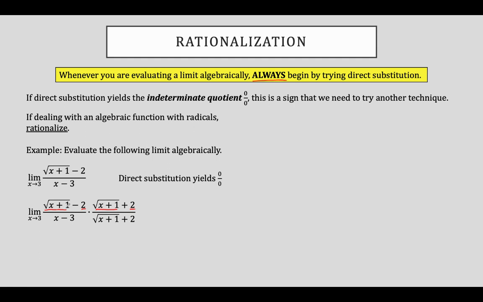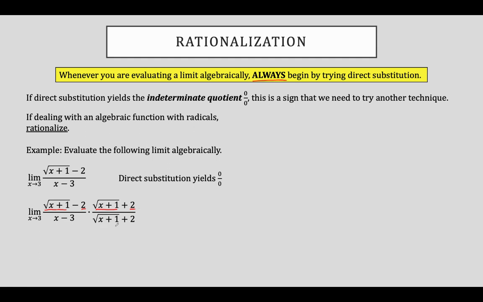When we continue to use the distributive property, we have positive 2 root x plus 1 and a minus 2 root x plus 1. The outer and inner terms of this product are going to add to 0. And finally, we need to multiply the last terms. Negative 2 times positive 2 gives us minus 4. So we end up with, in the numerator, x plus 1 minus 4.